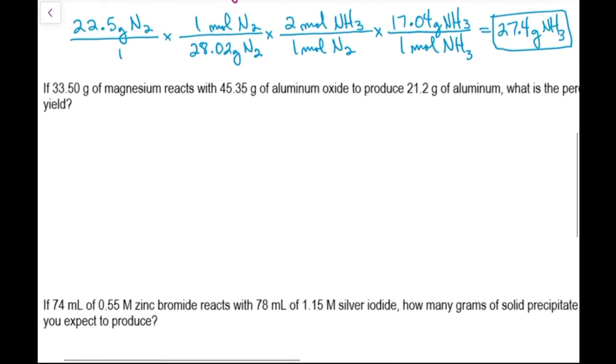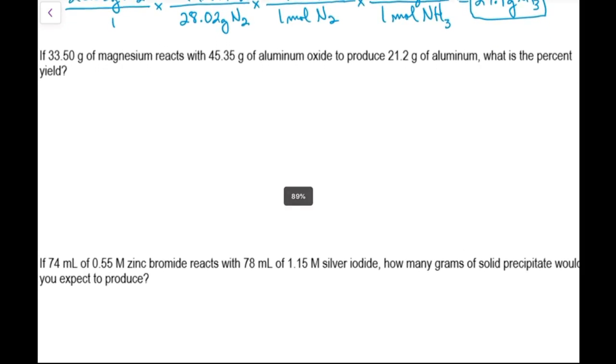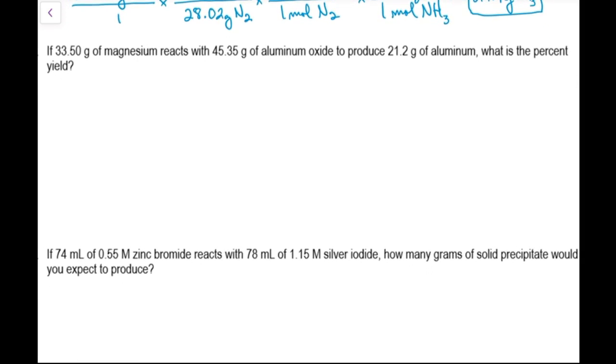Okay, problem 3. If 33.5 grams of magnesium reacts with 45.45 grams of aluminum oxide to produce 21.2 grams of aluminum, what's the percent yield? Okay, so see if we can come up with a balanced equation. Okay, so there's our balanced equation.